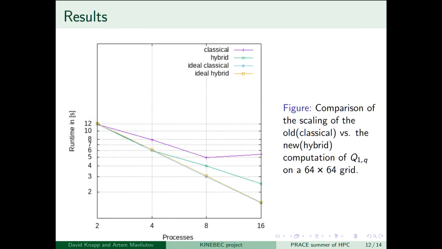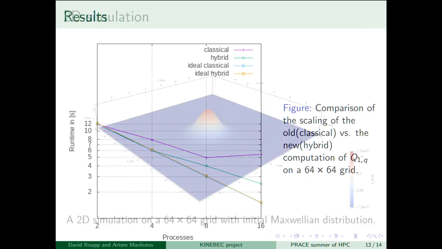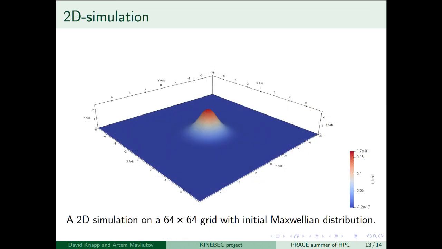I compared it with the classical implementation on a grid of size 64 × 64 with an increasing number of processes. We are very happy about the result, as we can see that the new method is faster and scales better. Nevertheless, we want to improve the result further, as we will try to improve the speed and the spectral accuracy of the computation. At the end, I was able to run the simulation with the improved computation of Q1Q. Here you see the distribution of particles with an initial Maxwellian distribution.